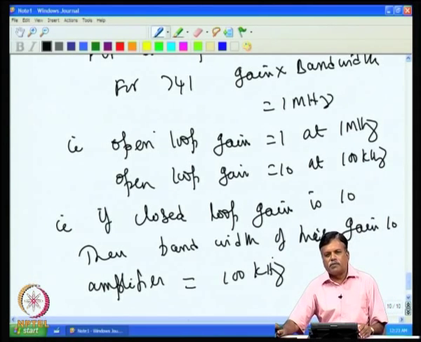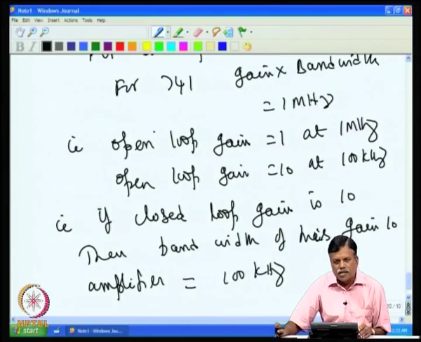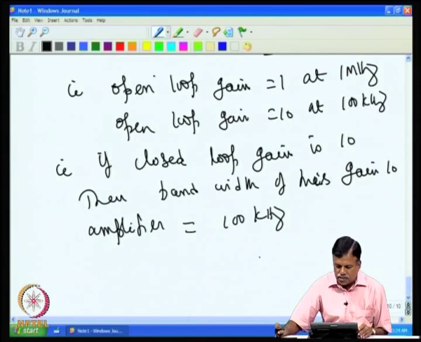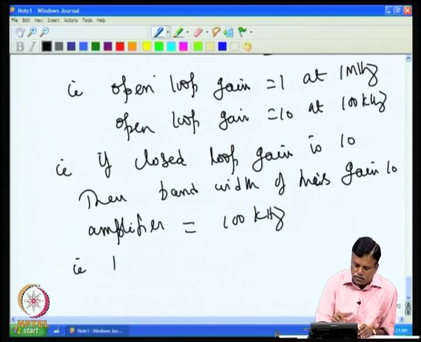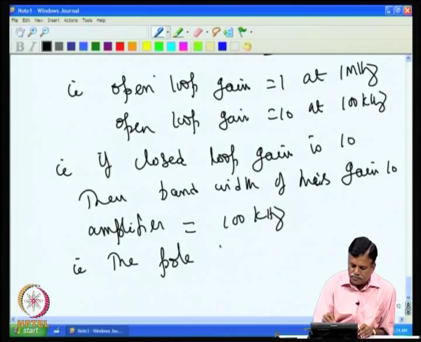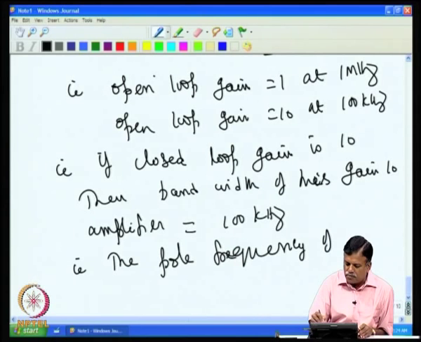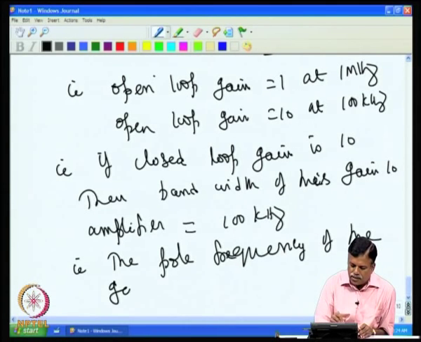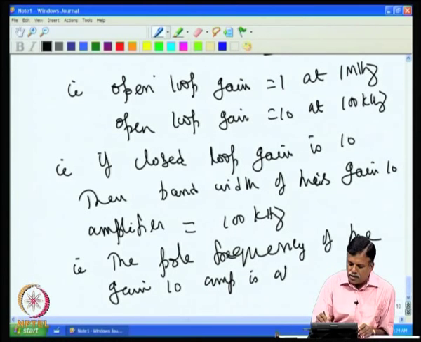So, the new amplifier's gain is actually limited by this frequency response. That is, at 100 kilohertz you will find the gain is not 10, actually it will be only 7, because the pole frequency of this new amplifier of gain 10 is 100 kilohertz. That is, the pole frequency of the gain 10 amplifier is at 100 kilohertz.